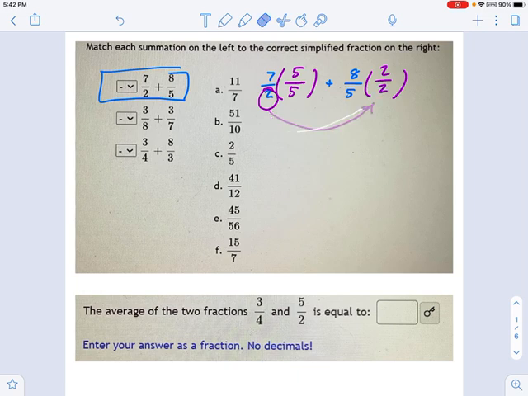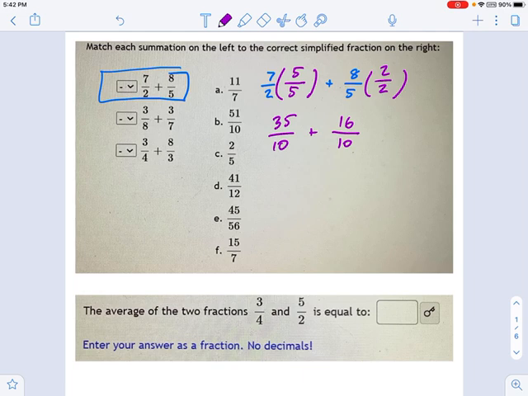Now I think if you're looking at this and you're thinking, well, what's 5 divided by 5? That's 1. 2 divided by 2, that's 1. These are crazy ones. This is what I mean by something that is 1, but it doesn't quite look like 1. It just looks a little crazier. So now you do some fraction multiplication. 7 times 5 is 35, and 2 times 5 is 10. And then 8 times 2 is 16. 5 times 2 is 10.